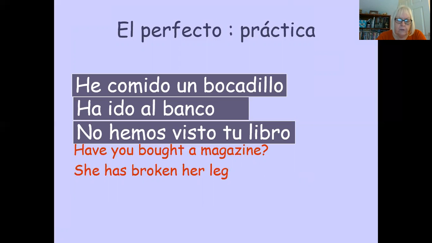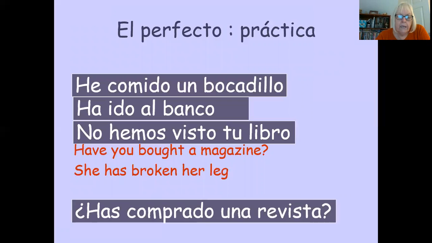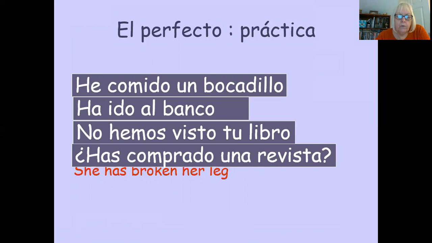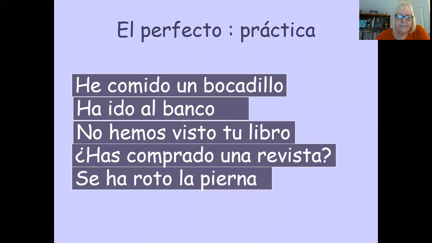So again, you don't need to worry about questions in Spanish. They're easy. Just make the statement and put a question mark around it. ¿Has comprado una revista? She has broken her leg. We've just seen several examples of that. Se ha roto la pierna. Okay, so check your work, mark it in red pen, move on when you're ready.